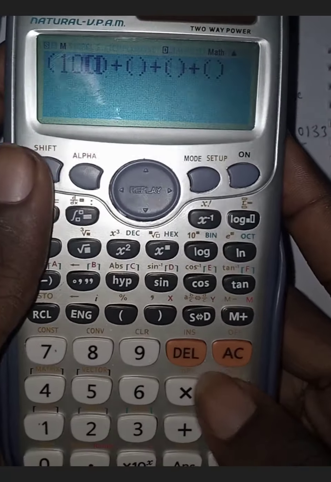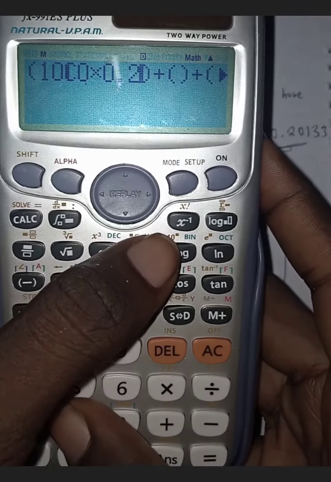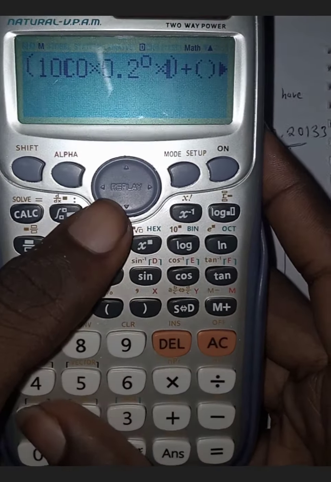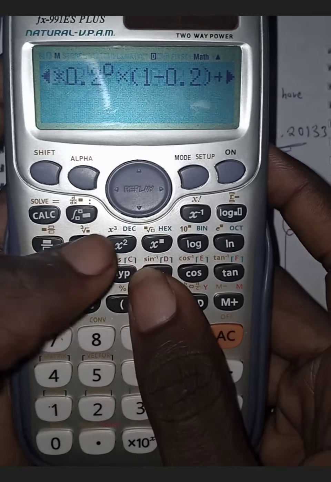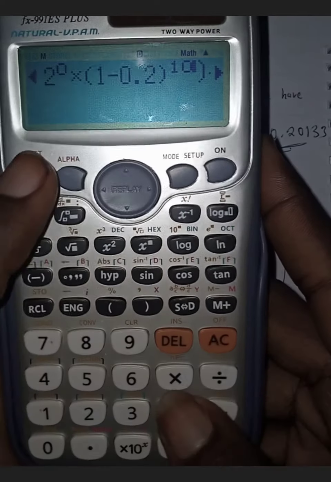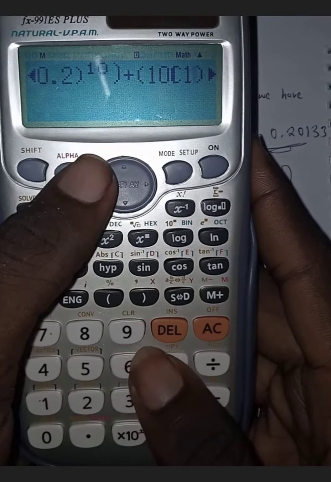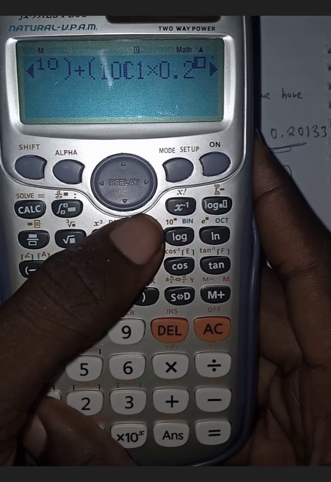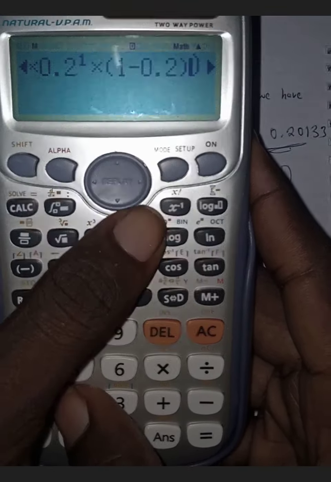Combination 0, shift and divide 0, times 0.2 raised to the power of 0. It has to come down, times 1 minus 0.2 raised to the power of 10 minus 0, and that is 10. Then for the other one, you move to the next bracket, and then 10 combination 1 times 0.2 raised to the power of 1. Then you have to come down and press times 1 minus 0.2 raised to the power of 10 minus 1. That gives us 9.